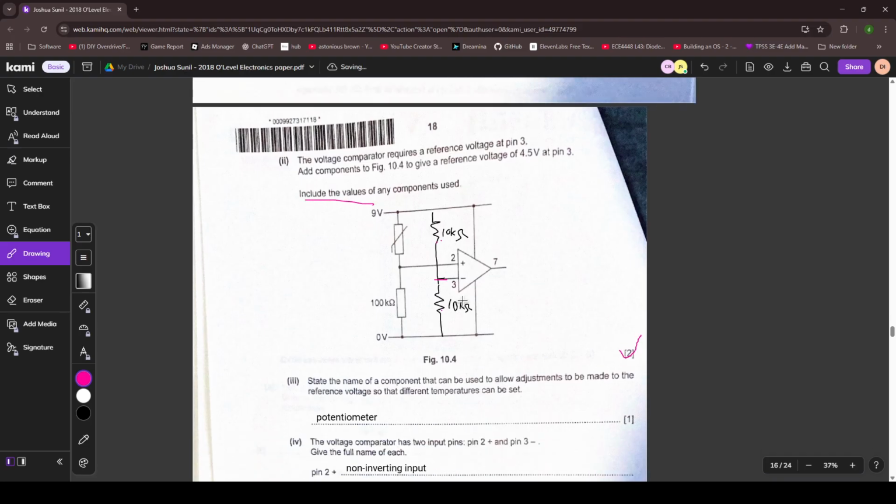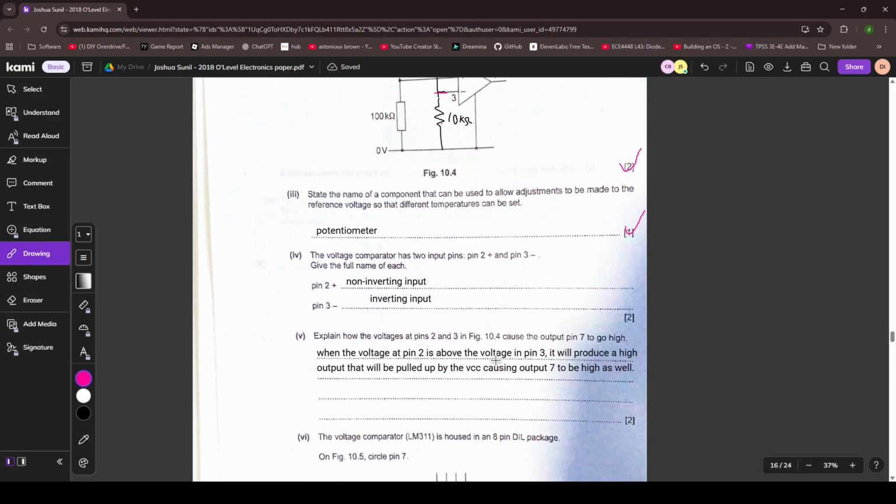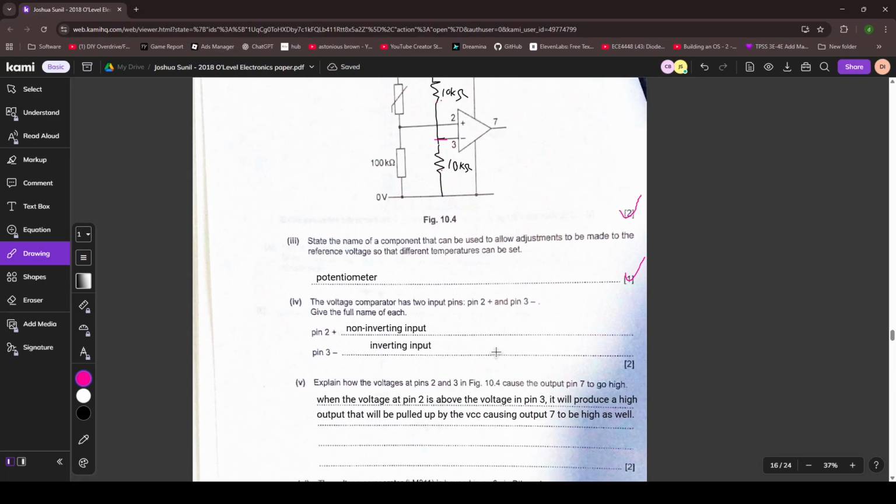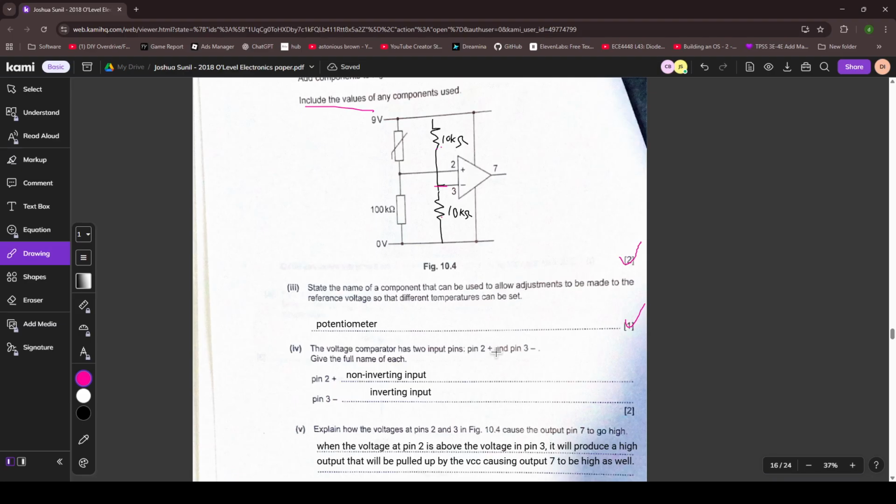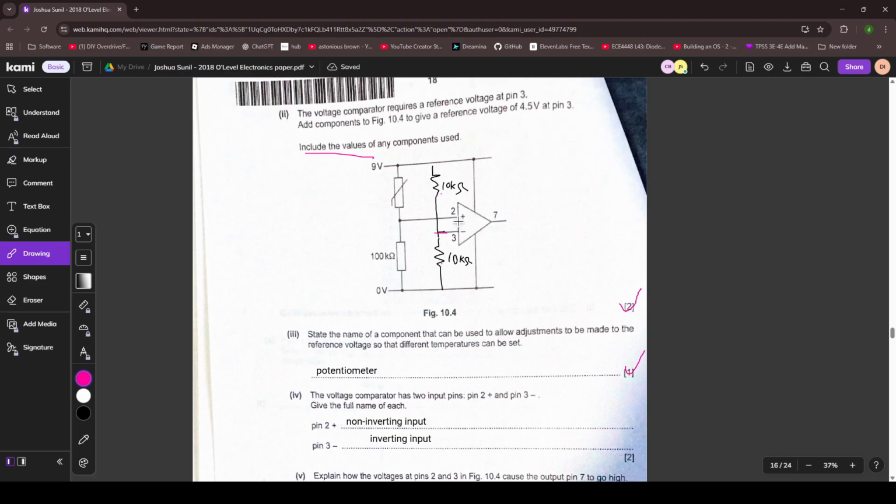State the name of a component that can be used to allow adjustments to be made to the reference voltage so that a different temperature can be set. Yeah, potentiometer. The voltage comparator has 2 inputs, pin 2 plus and pin 3 minus. Give the full name of each input. I don't even know this, bro.